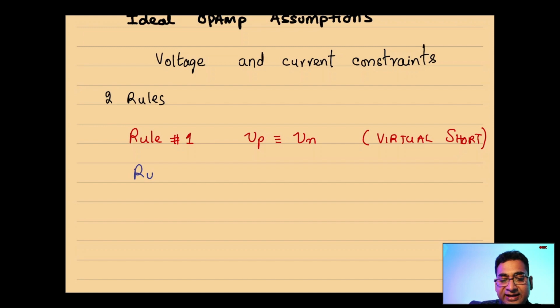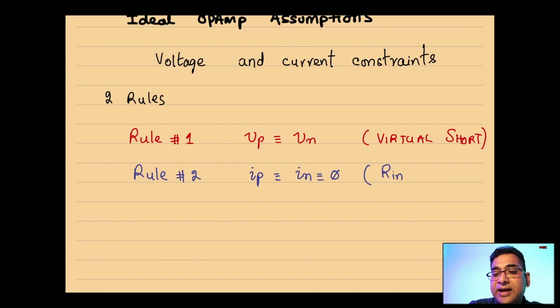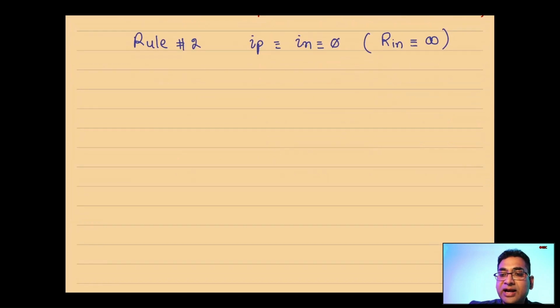Now, the second rule, that's it. The second rule is Ip equals In equals 0. I'll show you what it means in the circuit diagram, but this is called R input. The input impedance looking into the op-amp is infinity. Let me show you what these rules mean.